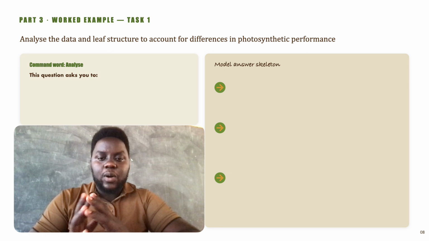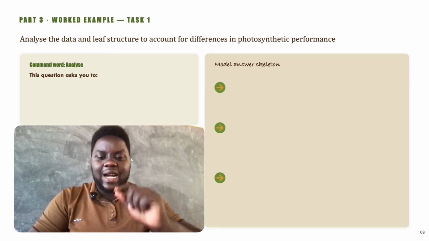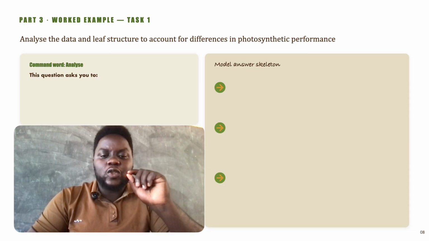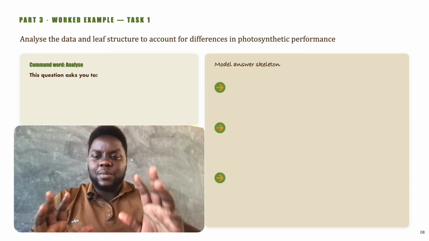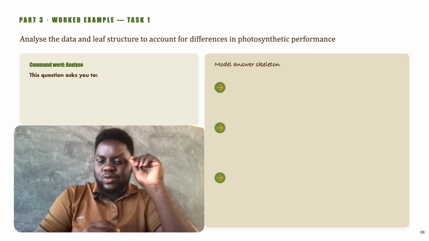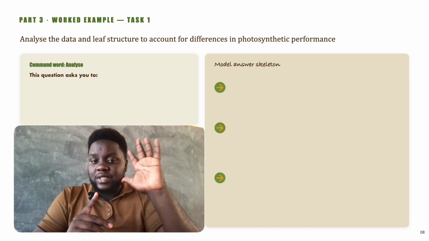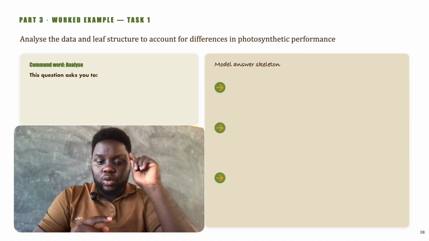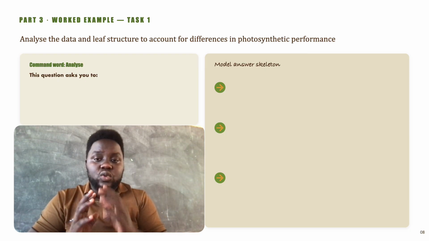Now, our question is, analyze the data and the leaf structure to account for the differences in photosynthetic performance. Ignore the marks. Don't think about the marks a lot. What we want to ask ourselves is, what does this question want from me? So we are going to decode what this question is actually asking, because it is step 1 of our 5-step process. If you've not watched the first video, go back and watch it. We want to apply those 5 steps directly so that we come to an answer.